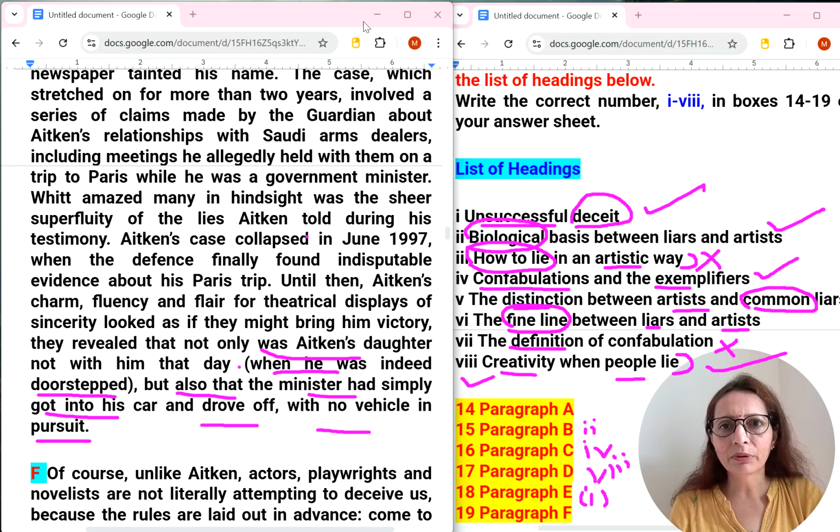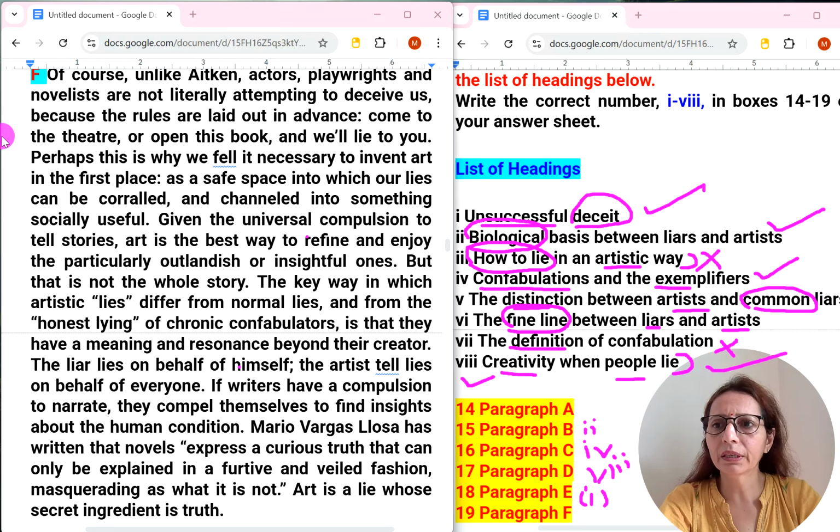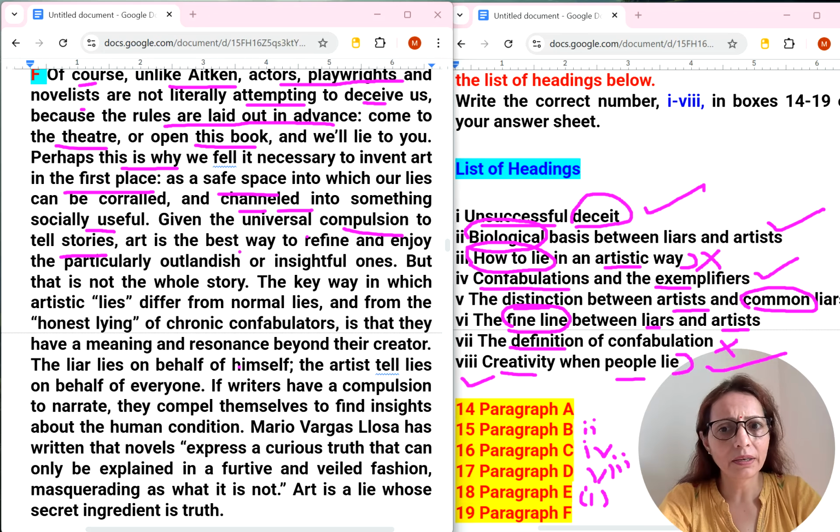So let's read F number paragraph. This is also a longer one, but we have to read. Of course, unlike Atkin, actors, playwrights, writers, and novelists are not literally attempting to deceive us. Because the rules are laid out in advance, come to the theater or open this book, we will lie to you, okay? Perhaps this is why we felt it necessary to invent art in the first place, as a safe place into which our lies can be channeled into something socially useful. Given the universal compulsion to tell stories, art is the best way to refine and enjoy particularly outlandish or insightful ones. But this is not the whole story, okay?